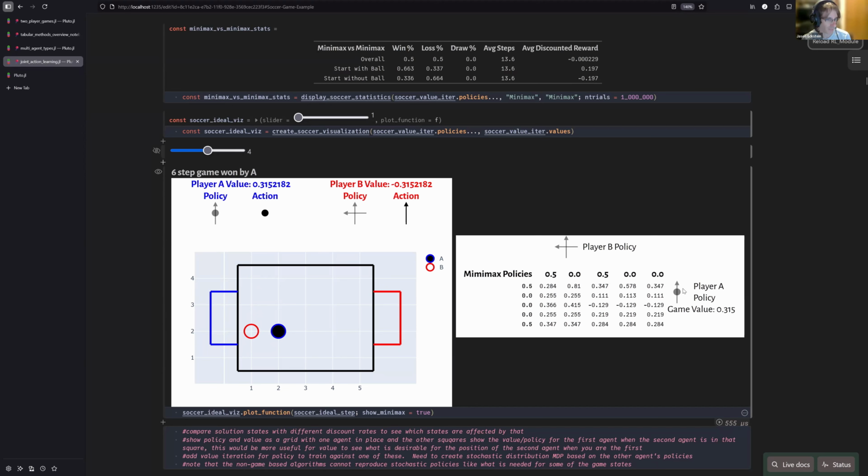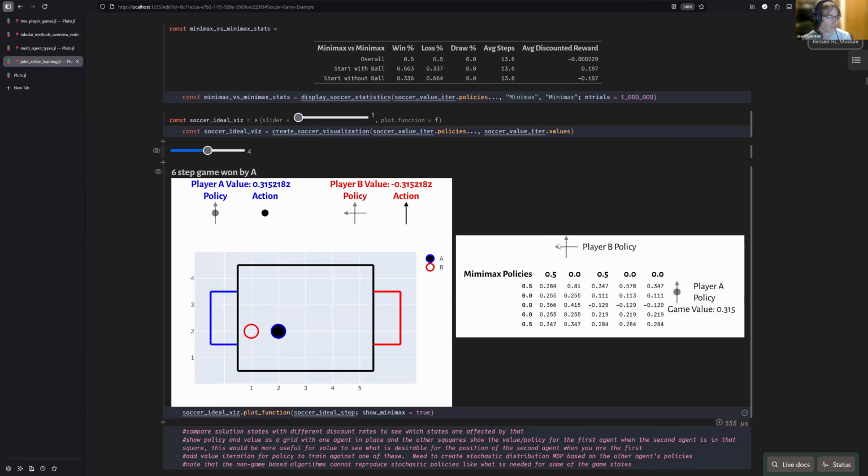What this means is that in this particular state, player A, which is the blue player, has a policy where they have a 50% chance of taking the up action and a 50% chance of staying still.